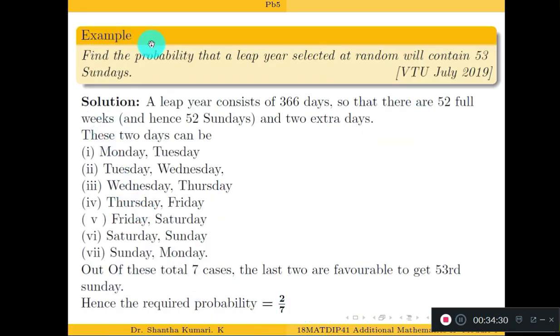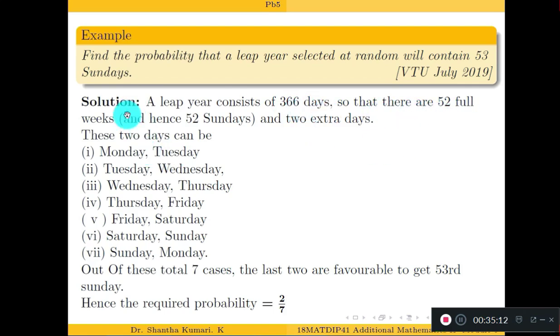Next example. Find the probability that a leap year selected at random will contain 53 Sundays. You know that a leap year means it contains 29 days in February month. In all other years, there are only 28 days in February month. But in the leap year, there will be 29 days in the month of February. So totally a leap year contains 366 days.